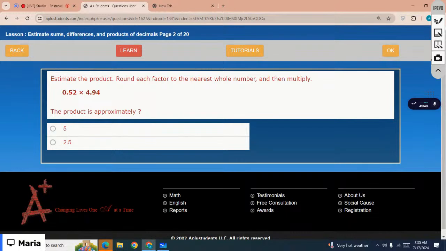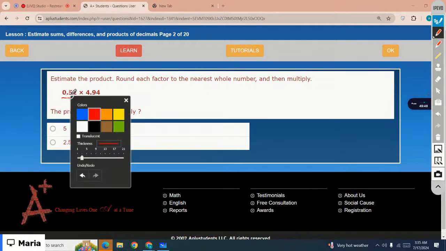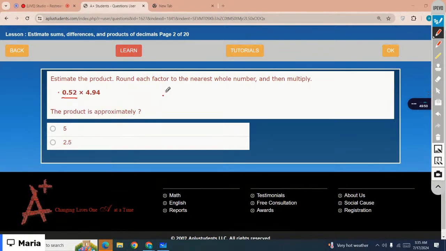Okay, 0.52 times 4.94. So 0.52, the digit after the decimal is 5. 5 is equal to 5, so that means that would be rounded off to 1. We have 4.94, the number right after the decimal point is 9. 9 is greater than 5, so that means it would be rounded off to 5. So 5 times 1 is 5. The correct option is option number 1, right?